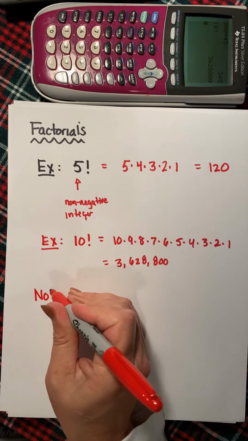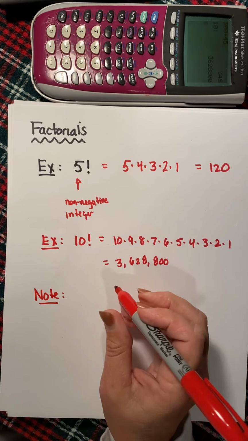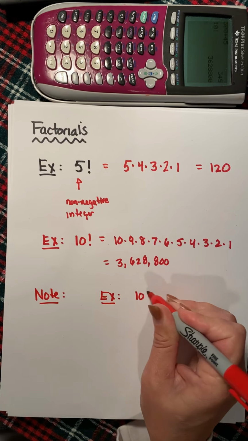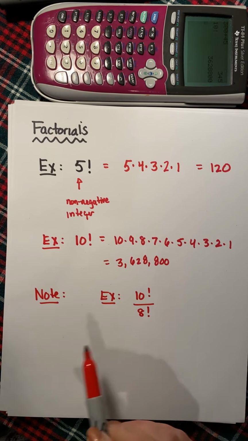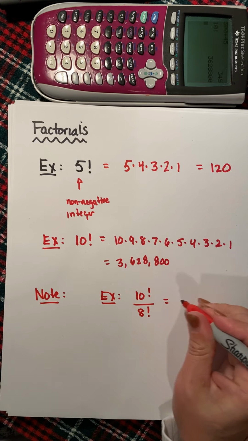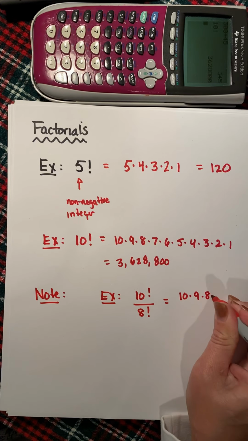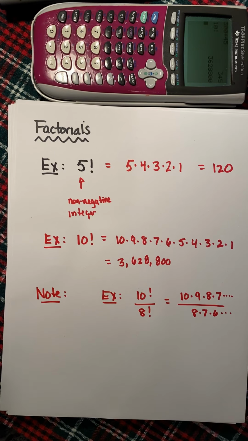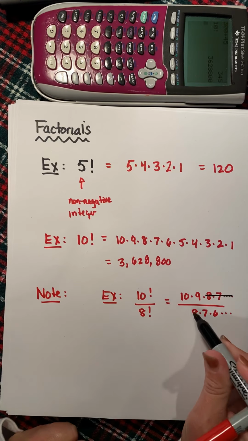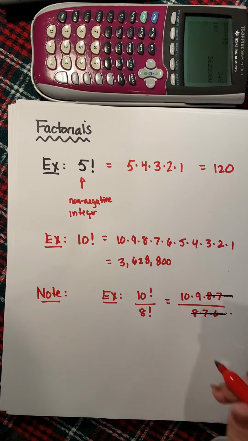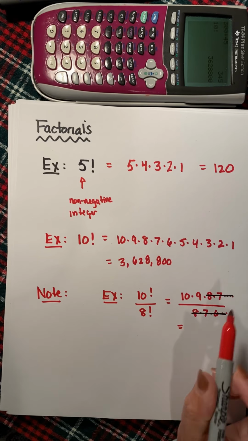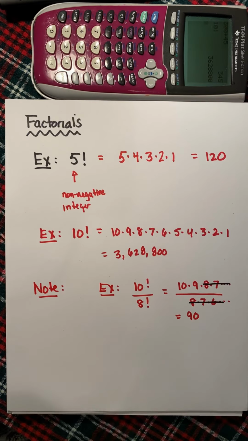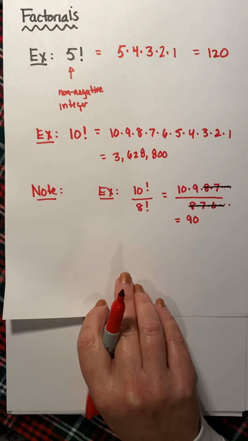So let's just take a couple notes here. Think simplifying. Let's suppose you have 10 factorial over 8 factorial. There's no need to do both of these in your calculator. Keep in mind, this is 10 times 9 times 8 times 7 all the way down, and this is 8 times 7 times 6 all the way down. But if you notice, the factors from 8 down cancel. So 10 factorial over 8 factorial is just 10 times 9, which is 90. So keep that in mind when you're simplifying factorials. If it asks you to do stuff like that, just cool little tricks.